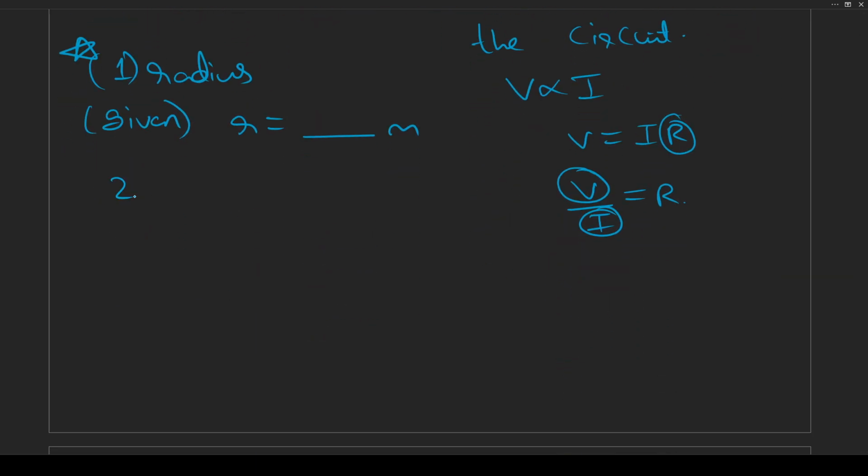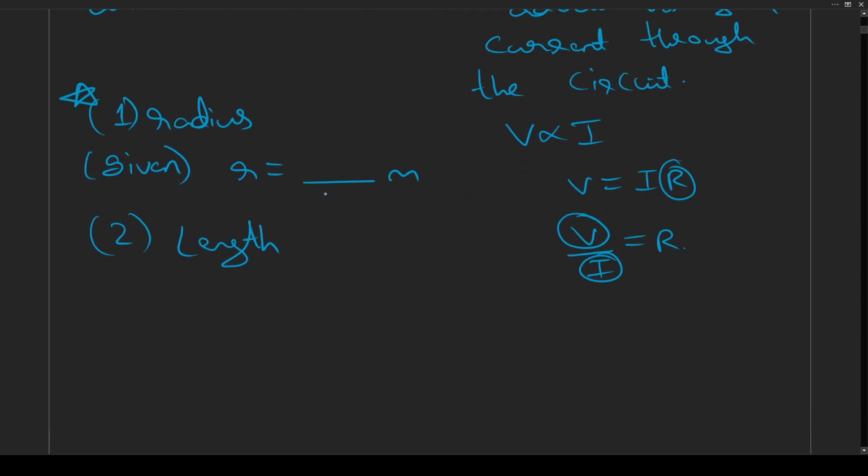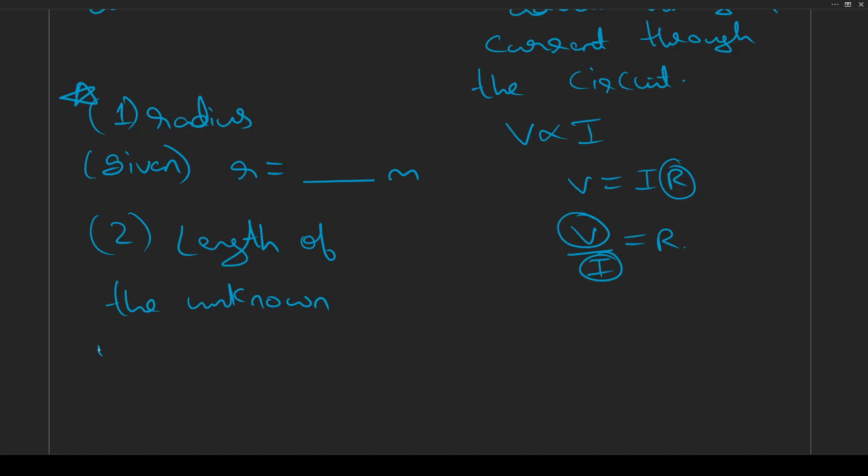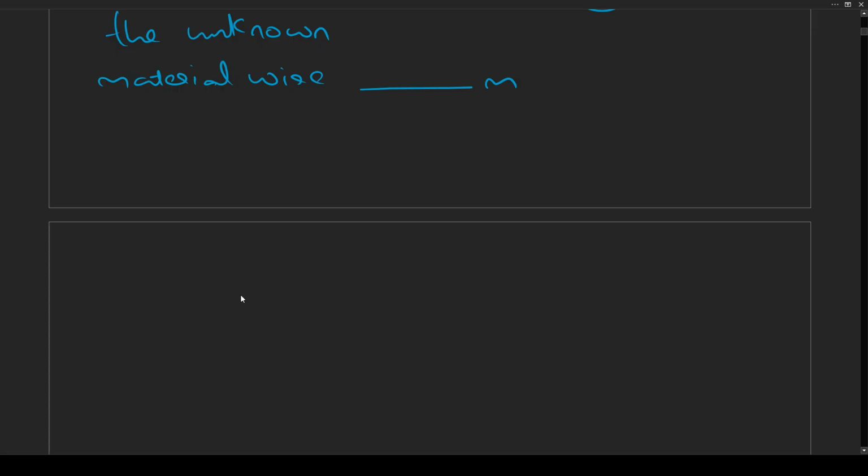Now the second one is length of the wire. Length of the wire will sometimes be given and sometimes will not be given for this experiment. Length of the unknown material wire, which we need to measure using a meter scale, or it might just be given. I'm not too sure. Let's continue.